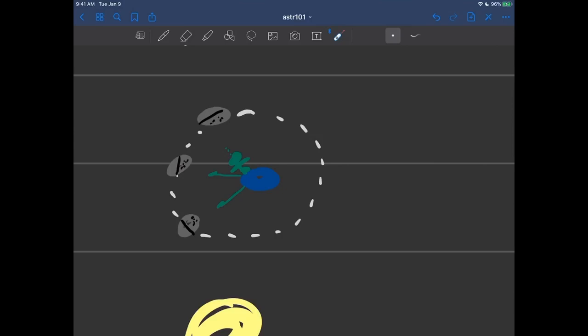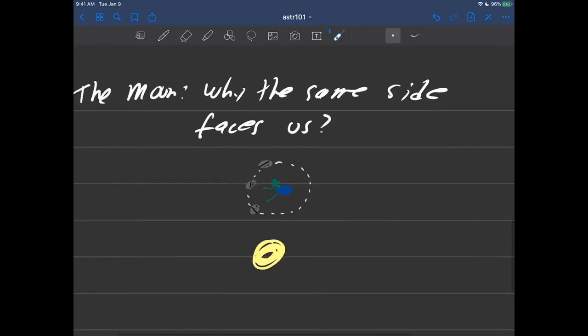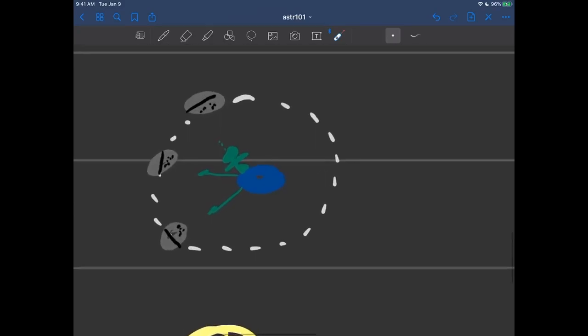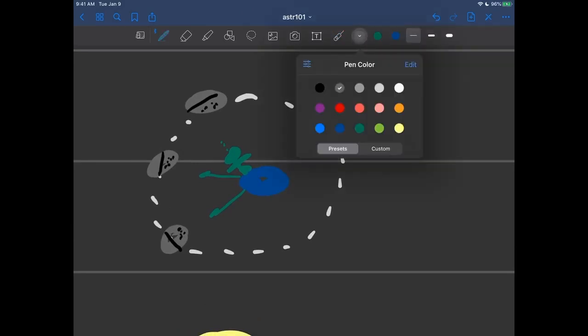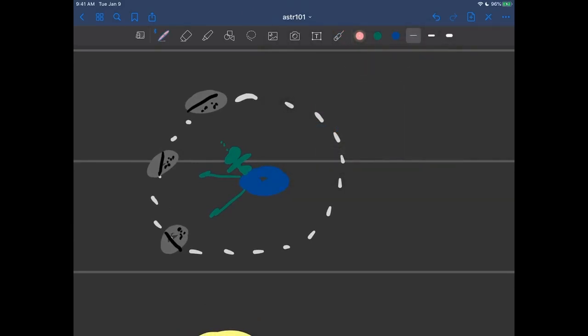And so from those three figures alone, I wonder if you can just look at it very carefully and tell me what the answer is. Why is it that the same side of the moon always faces us? Why is that? I hope some of you came up with the answer.